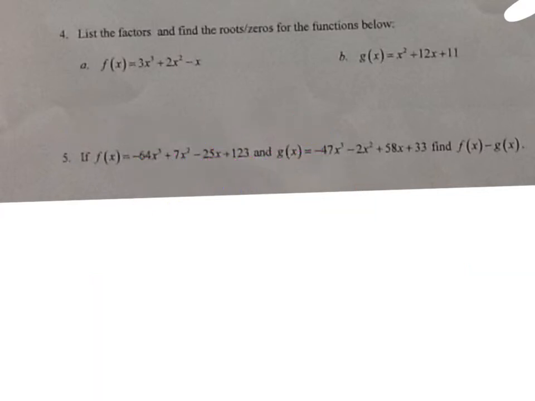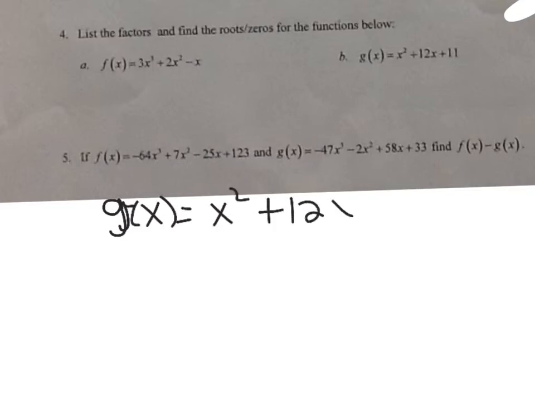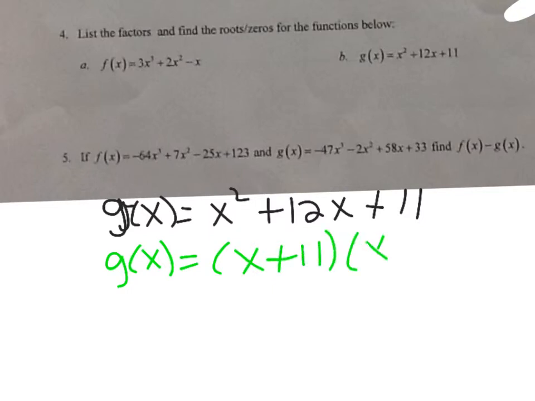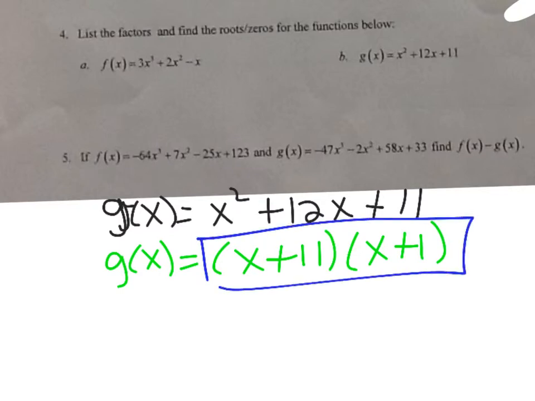All right, so b is g of x is equal to x squared plus 12x plus 11. So we're going to factor. So when I factor g of x, I get x plus 11 and x plus 1. So these are my factors.